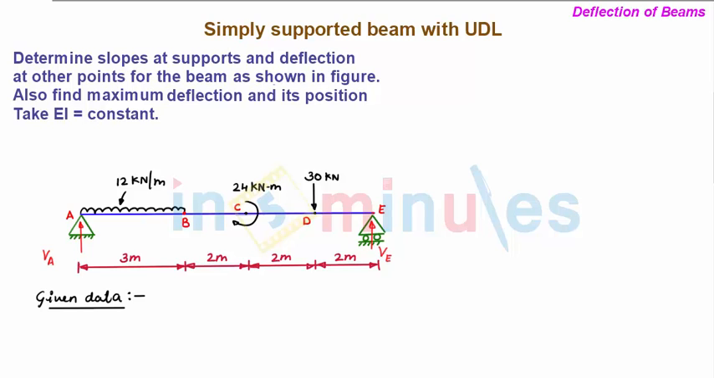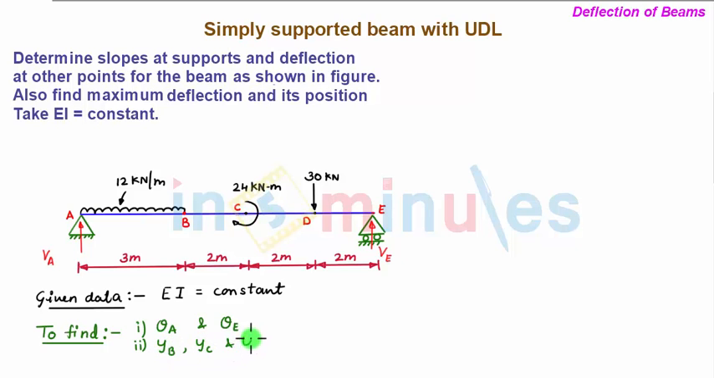So in the problem, the given data is flexural rigidity EI equal to constant, and we have been asked to find first slopes at supports, meaning theta A and theta E. Second, deflection at other points, meaning deflection at points B, C and D. So YB, YC and YD. Also they have asked to find the maximum deflection, which will be given as Ymax, and its position. So let's solve the problem.